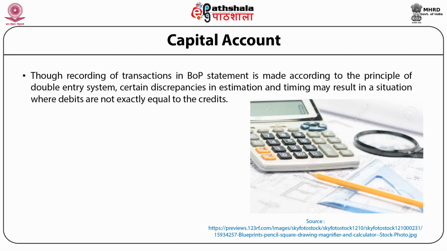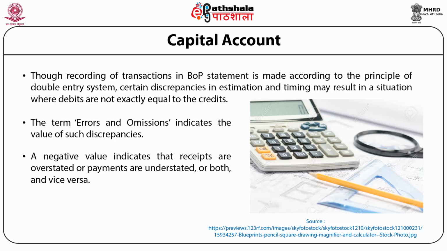Though recording of transactions in BOP statement is made according to the principle of double entry system, certain discrepancies in estimation and timing may result in a situation where debits are not exactly equal to the credits. The term errors and omissions indicates the value of such discrepancies. A negative value indicates that receipts are overstated or payments are understated, or both, and vice versa.